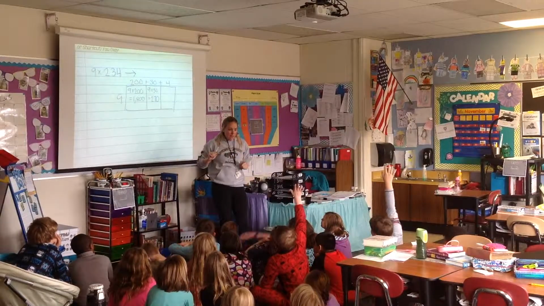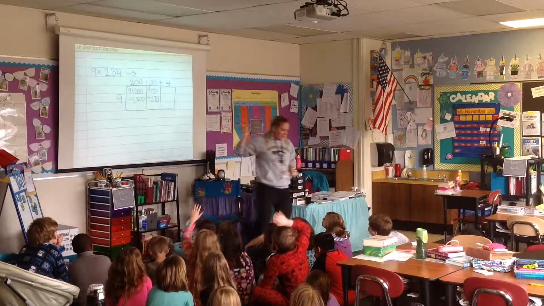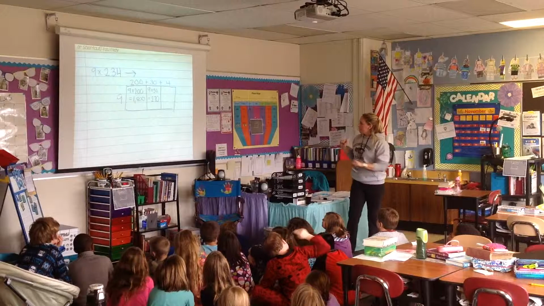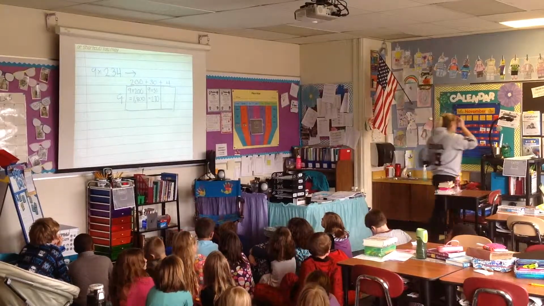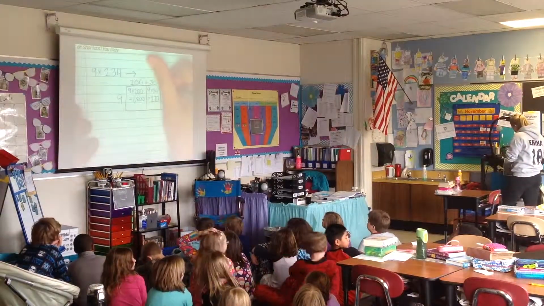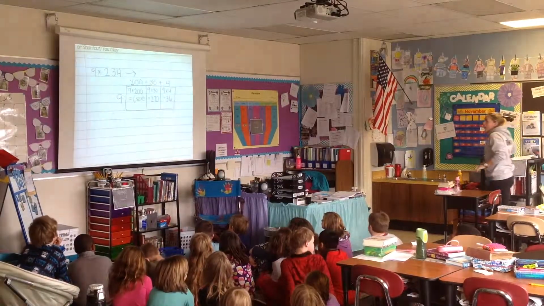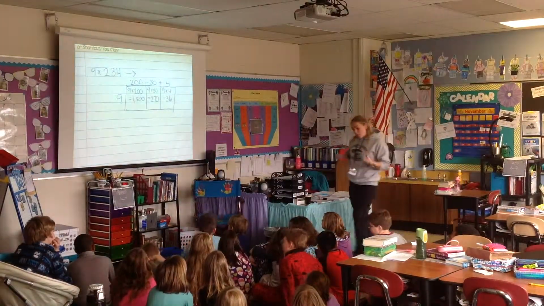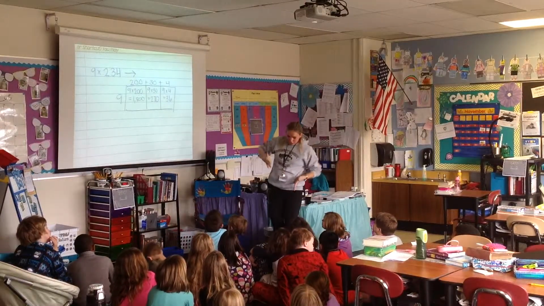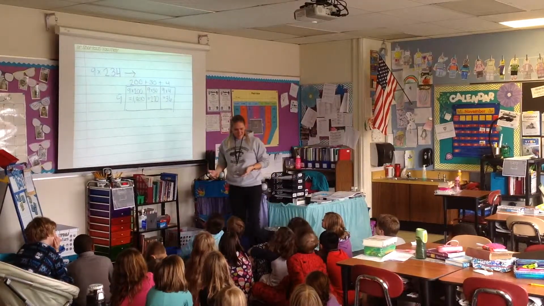What about our very last box? Devin, what happens in our last box? 9 times 4. What is 9 times 4, Devin? 36. Very good. Good job, guys. I'm proud of you. All right, so we figured out our partial products. That's part of the product. What's a product again?